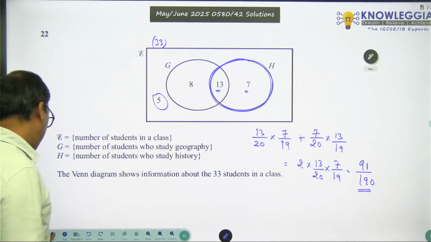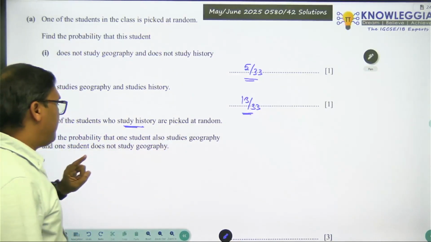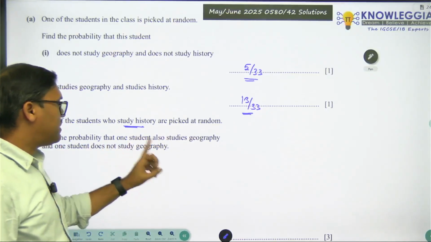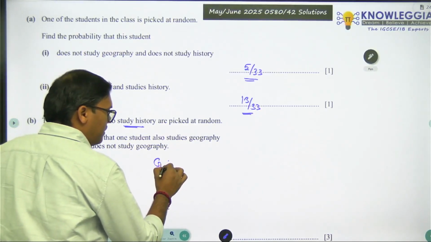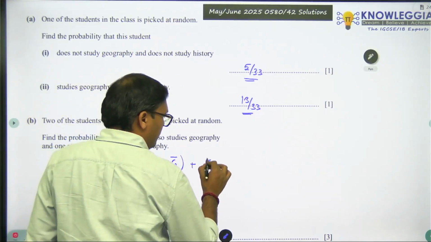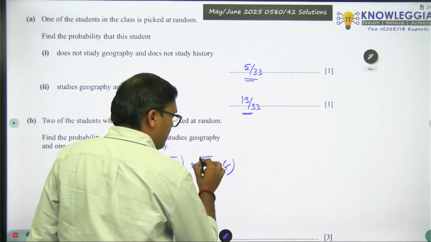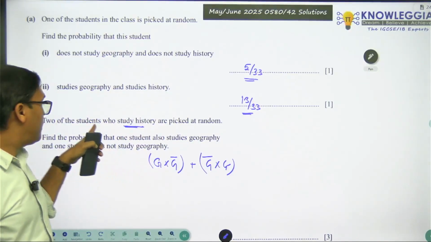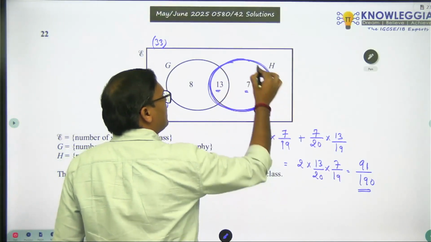So what we are trying to do, I'll just explain it again. The question is, two students who study history are picked at random. Find the probability that one student also studies geography and the other one does not study geography. So the first one studies geography and the other is not studying geography. Correct? Or it can be the first one is not studying geography, and the second one is studying geography. Right? Now, we are picking the students from the students who study history. So how many students are there who study history? That is 20 students.